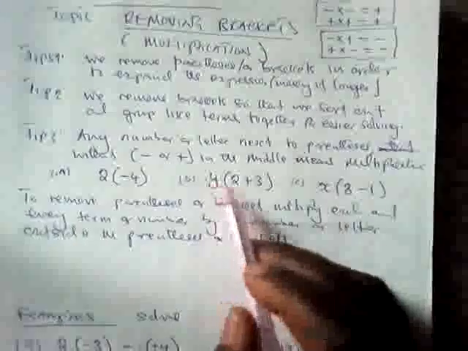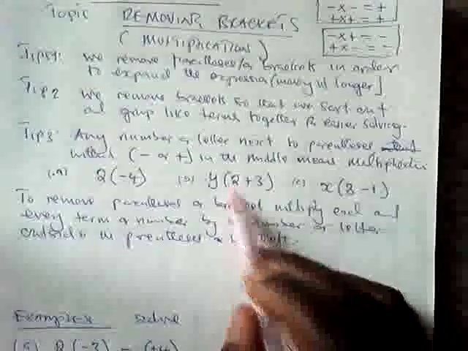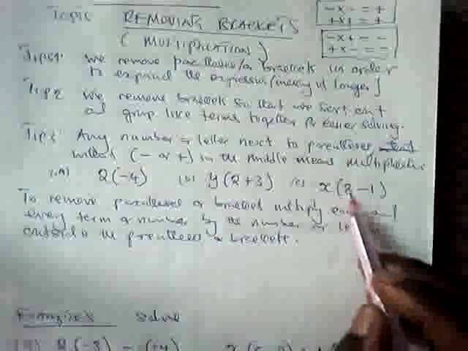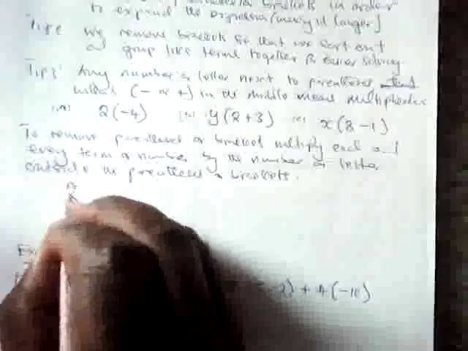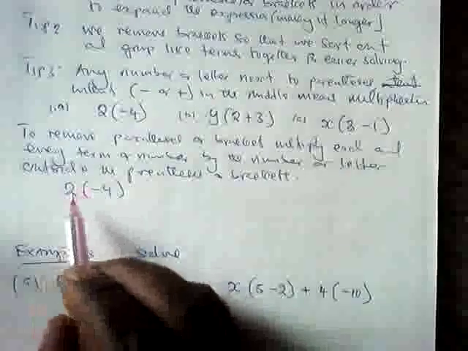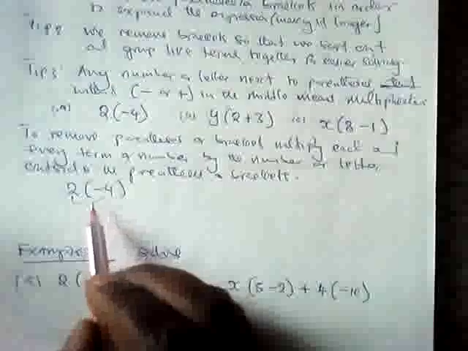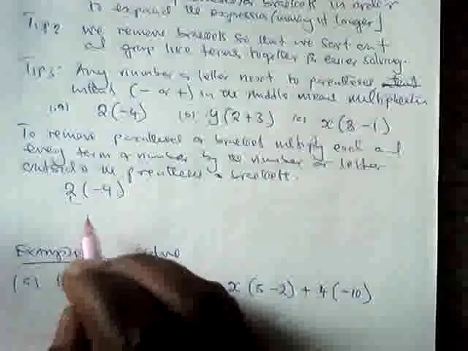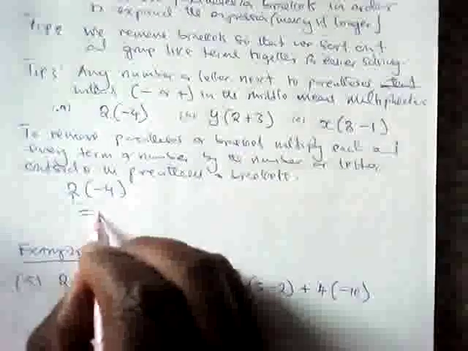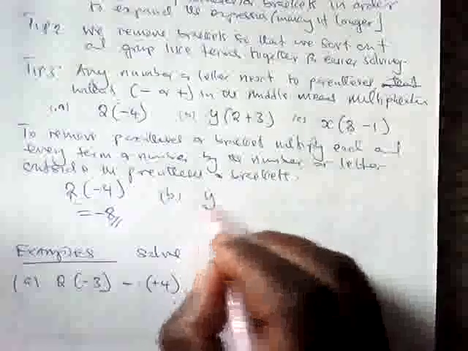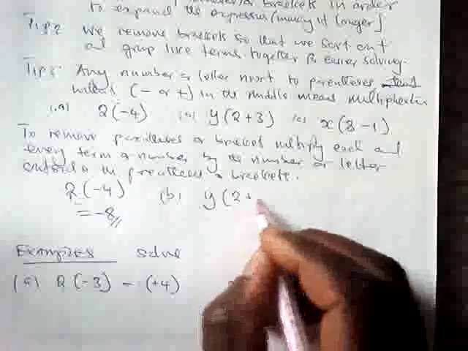So we have 2 minus 4 inside the parenthesis, y times 2 plus 3 inside the parenthesis, and x times 3 minus 1 inside the parenthesis. So what are we supposed to do? In this case we have 2 minus 4. What we are doing is multiplying 2 times negative 4, and this will give you negative 8. Then we have y, then open brackets 2 plus 3.